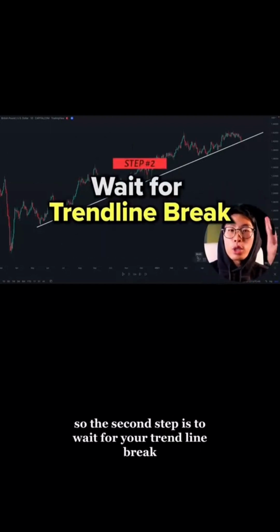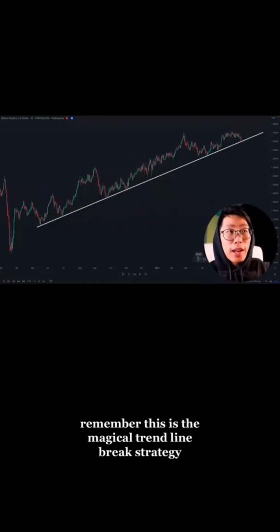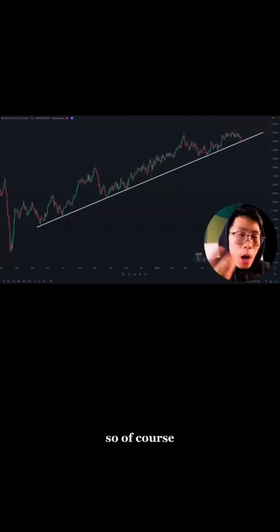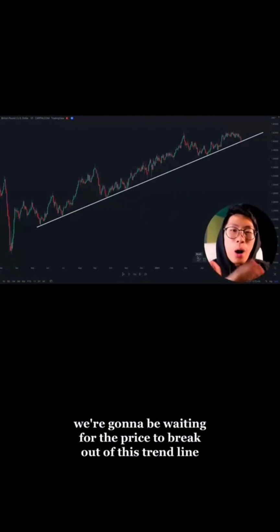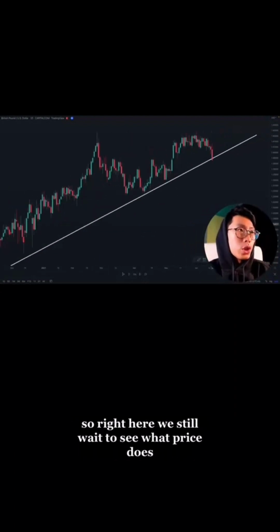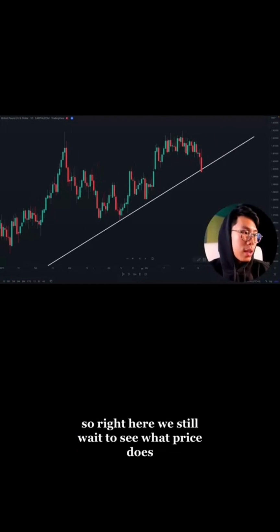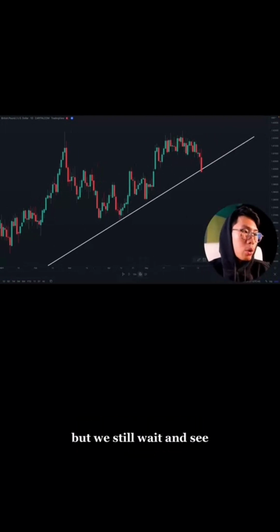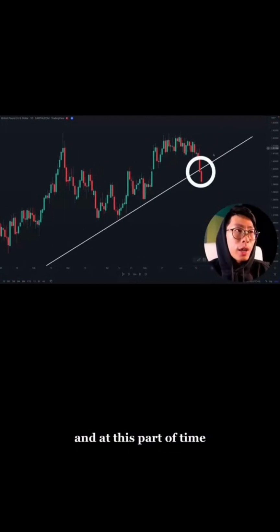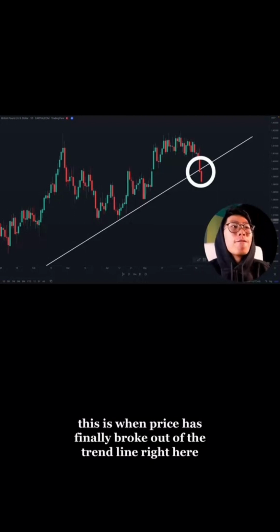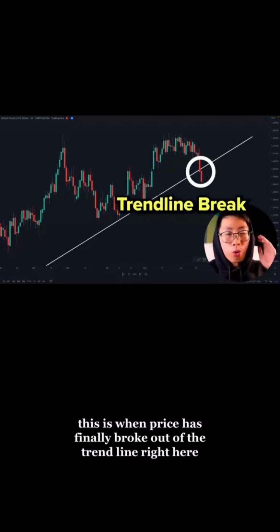So the second step is to wait for your trend line break. Remember, this is the magical trend line break strategy. So of course, we're going to be waiting for the price to break out of this trend line. So right here, we still wait to see what price does. Price is starting to break through the trend line, but we still wait and see. And at this point of time, this is when price has finally broken out of the trend line right here.